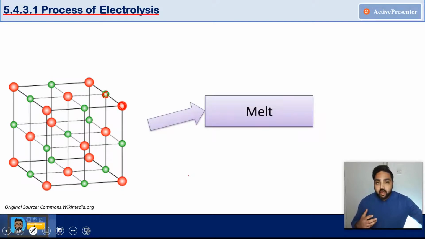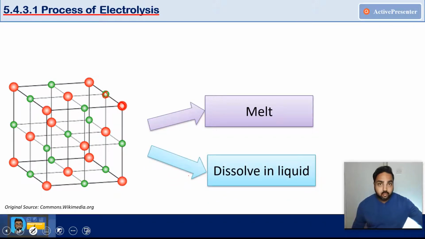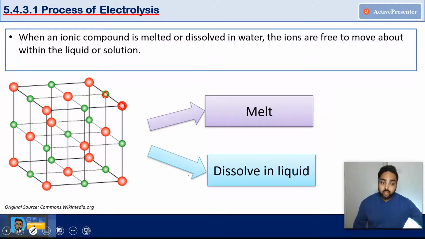However, there's two ways that we can get them to move. We can either melt the entire thing. In other words, we increase the temperature so much that the electrostatic forces holding them together break apart and the ions can move around freely, and that's when you've got a liquid. And the other way with ionic compounds is we can dissolve them in a liquid. When they are dissolved, again the ions break apart, and the water is really interesting like that. The ions can move around freely. So when an ionic compound is melted or dissolved in water, the ions are free to move about within the liquid or the solution. Now that's a really key part of understanding electrolysis and how it works.